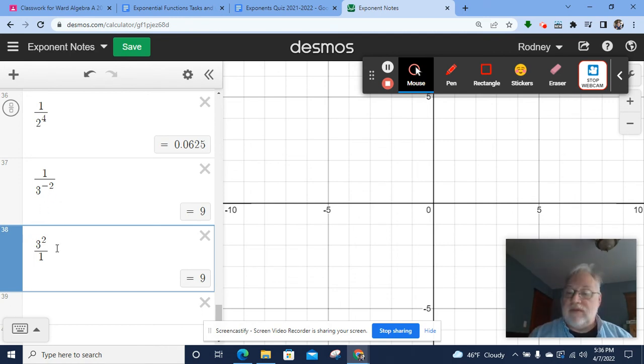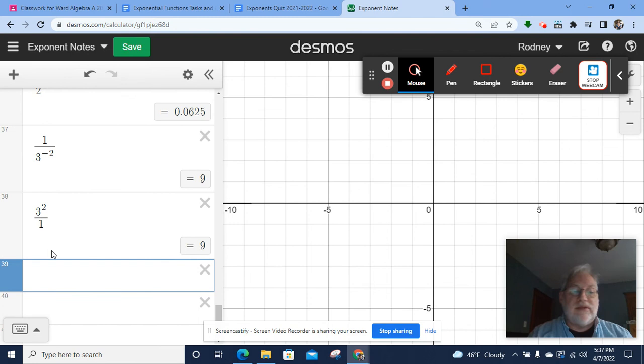A reciprocal is a fraction that has been turned upside down. So the reciprocal of 8 is 1/8. The reciprocal of 2/3 is 3/2. You turn it upside down. The formal definition of a reciprocal is a number that you would multiply by to get 1. And so 2/3 multiplied by its reciprocal, 3/2, would make 1. So these negative exponents reciprocate.